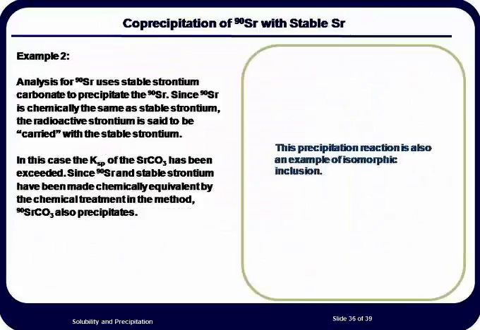In the analysis of strontium-90, stable strontium is added as a carrier to the solution. Since stable strontium has no naturally occurring radioisotopes, the mass added is sufficient to allow quantitative precipitation of the strontium that will include the chemically identical strontium-90. This is also an example of isomorphic inclusion.